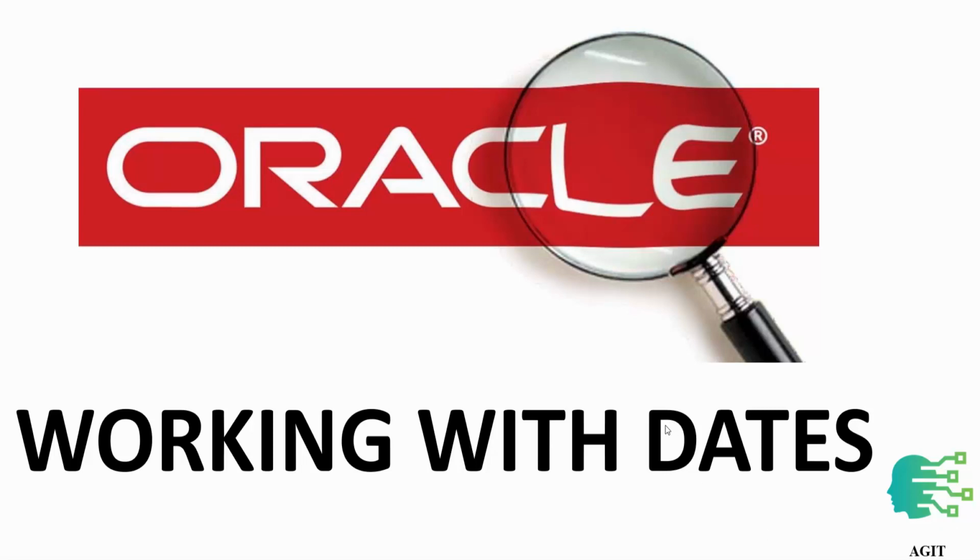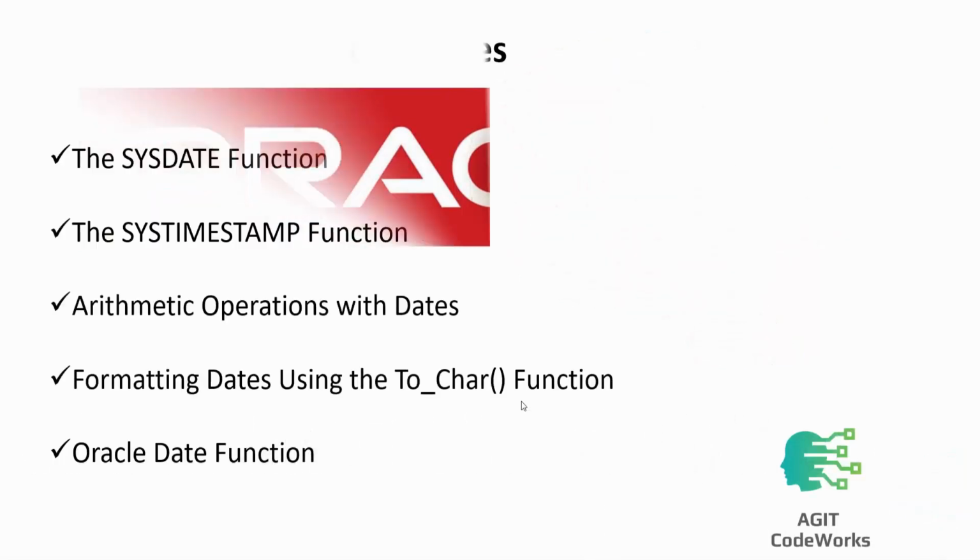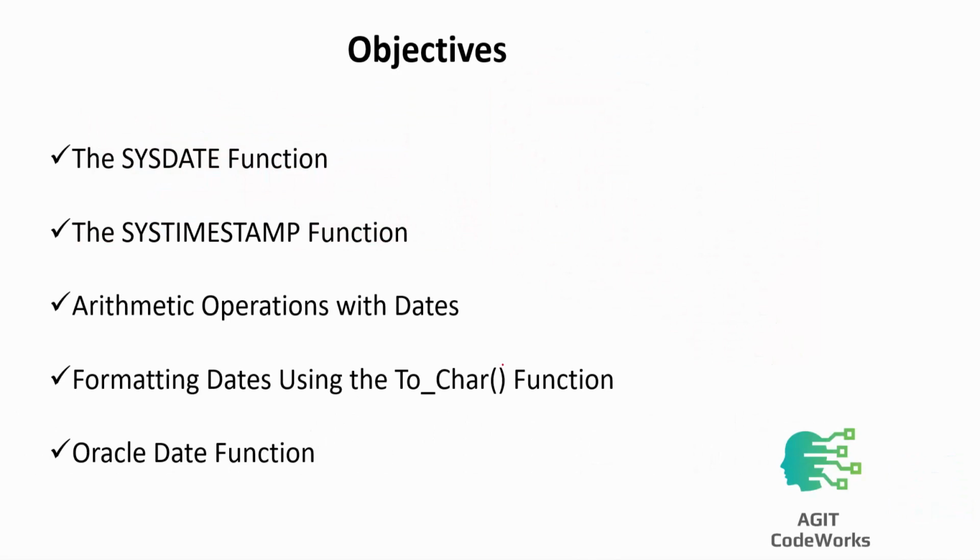First of all, the objectives of this tutorial. Number one, we're going to be looking at something we call the sysdate function. This is basically a way to return the current date, today's date. It uses the date on the server, or the system on which the Oracle service is running. Then we'll look at the systimestamp function. This also returns the current date, but this time with the time. So it will give you the year, the month, the day, hour, minute, and then the second.